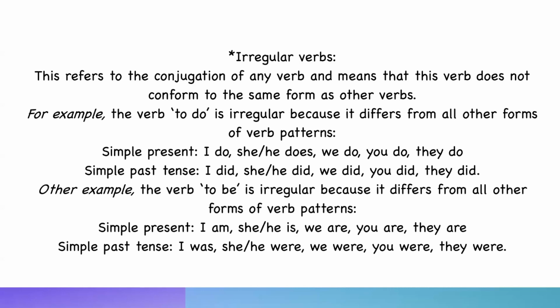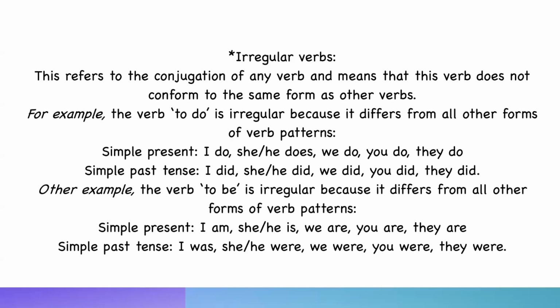Irregular verbs, on the other hand, still refers to the conjugation of any verb, but the verb does not conform to the same form as other verbs. For example, the verb to do is irregular because it differs from all other forms of verb patterns. Simple present, for example, I do, he or she does, we do, you do, they do, sounds okay, till we come to the simple past. I did, she or he did, we did, you did, they did.